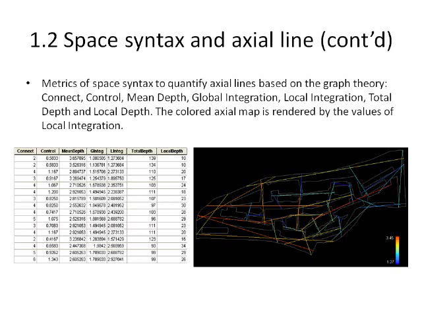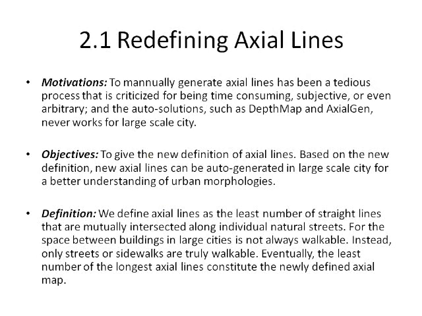Now the question is, how are axial lines generated? Are there any problems in current solutions? The first reason is that manual generation of axial lines is a tedious process. It is time-consuming, subjective, or even arbitrary. Second is that other solutions such as depth maps and AxialGen currently do not work for large-scale cities. We believe that the dilemma is because of the ambiguity of the definition of axial line. Therefore, the objective is to give a new definition of axial line and the automatic generation of new axial lines in large-scale cities for a better understanding of urban morphologies.